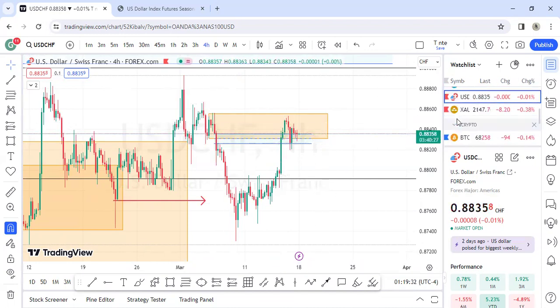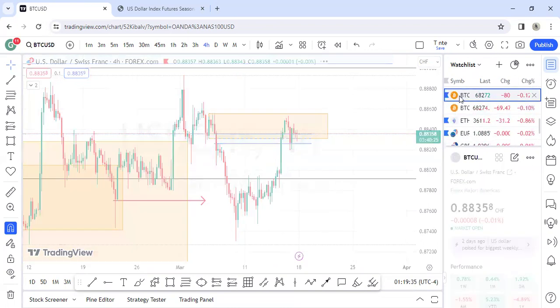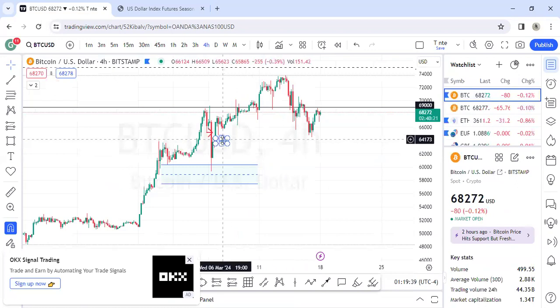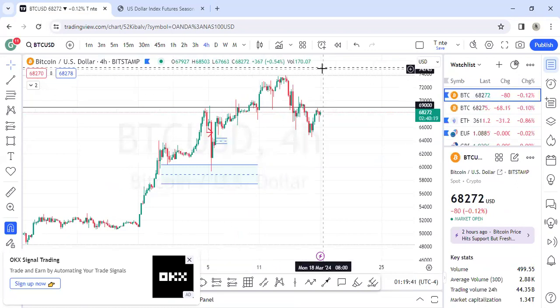So let's look at Bitcoin, which will be the last pair. For Bitcoin, I told you guys that I still expect price to get to the 75k level, but I will not be one-sided in my bias.